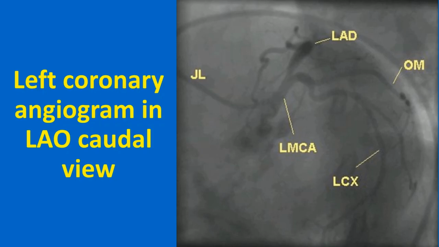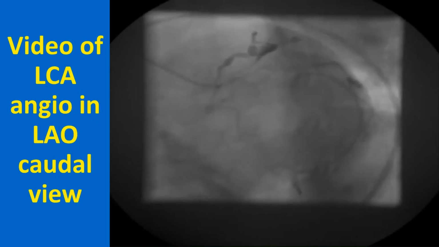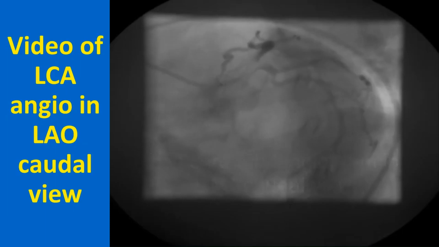In this view, mid-segment of LAD is foreshortened and hence this view should not be used during angioplasty of mid-LAD, but proximal region of LAD is visualized well. Proximal and mid segments of LCX are well seen in this view. Video of left coronary angiogram in LAO caudal view is shown here with annotation of branches in a still frame.